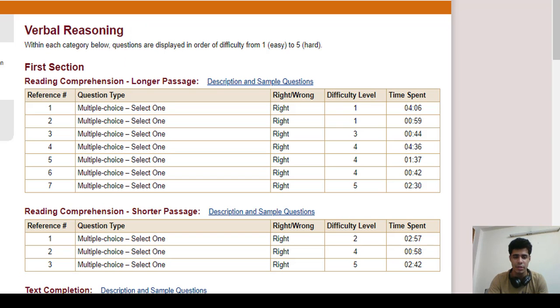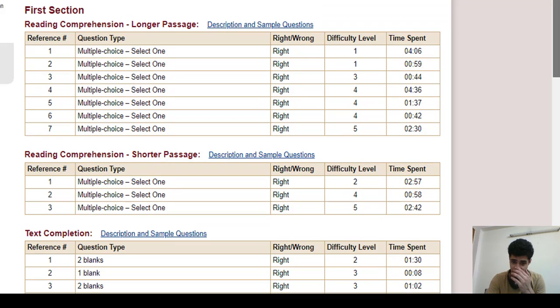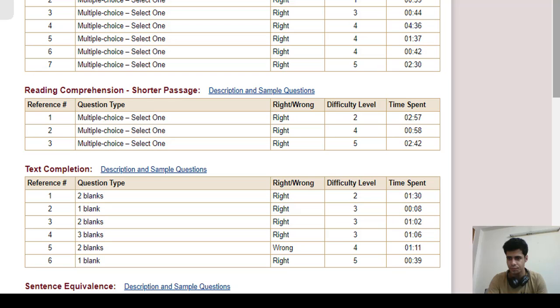Now let's move on to my verbal section, and let's take a look at my first section. All right, this is my first section. You can take a look at all of the questions, the difficulty levels, and how much time I spent per question. Again, this was the longer passage, so the first question also has the time I took for reading this passage.